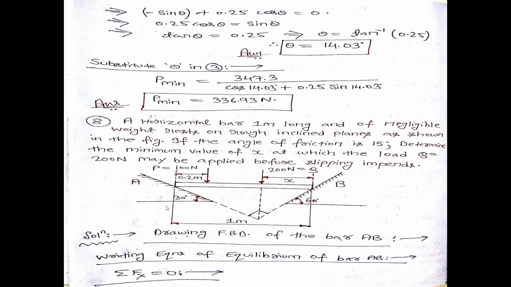So if you see, due to application of this 100 Newton load at 0.2 meter, this horizontal bar will try to move down. If it tries to move down, that means this end A will try to move in this direction and this end B will try to go down the inclined plane. Yes or no?